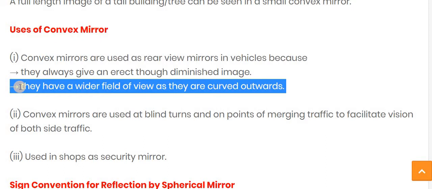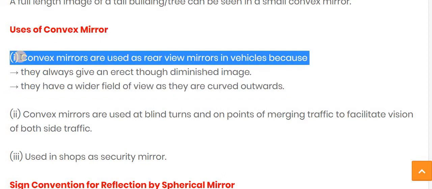So the first use of a convex mirror is as a rear view mirror in a vehicle because they always give an erect, diminished image. Second, they have a wider field of view as they are curved outwards. Now let's see the second use of the convex mirror.